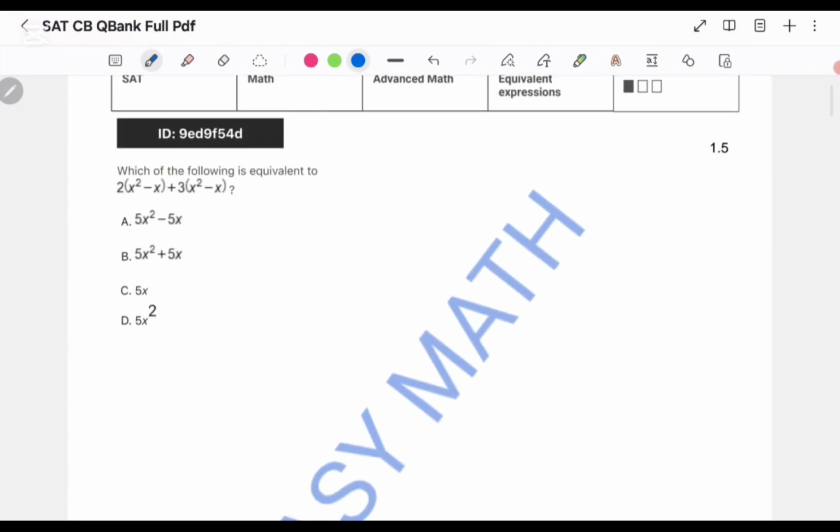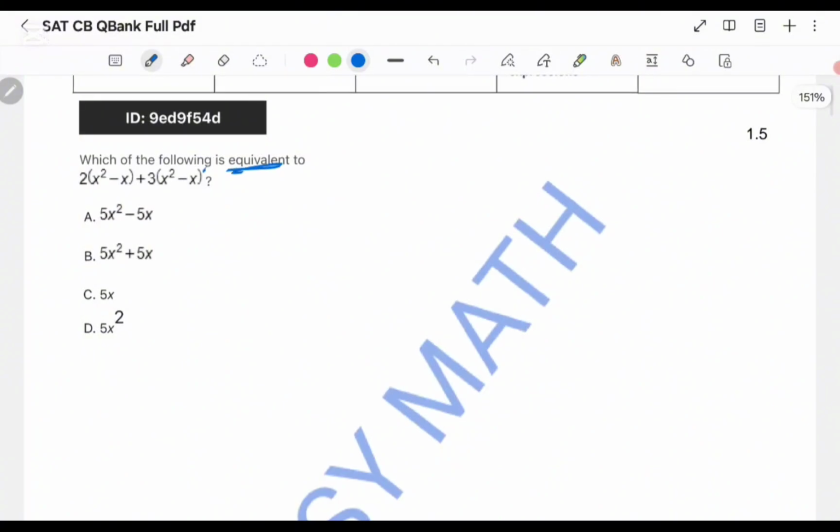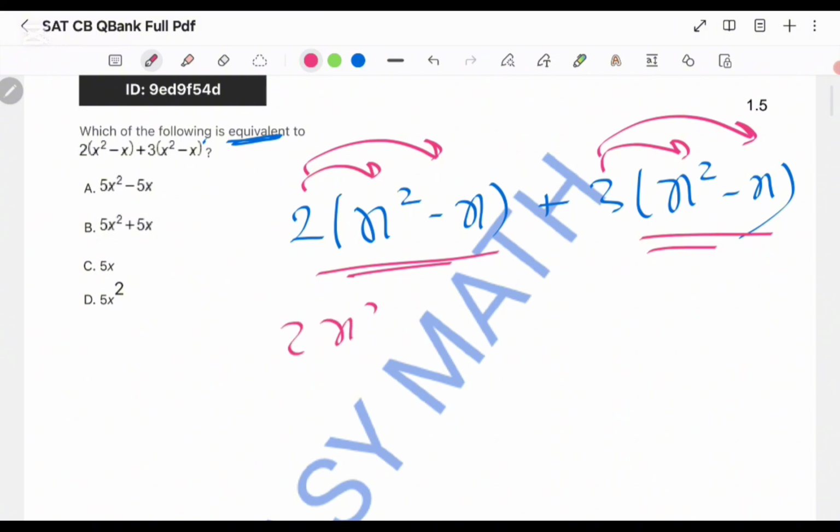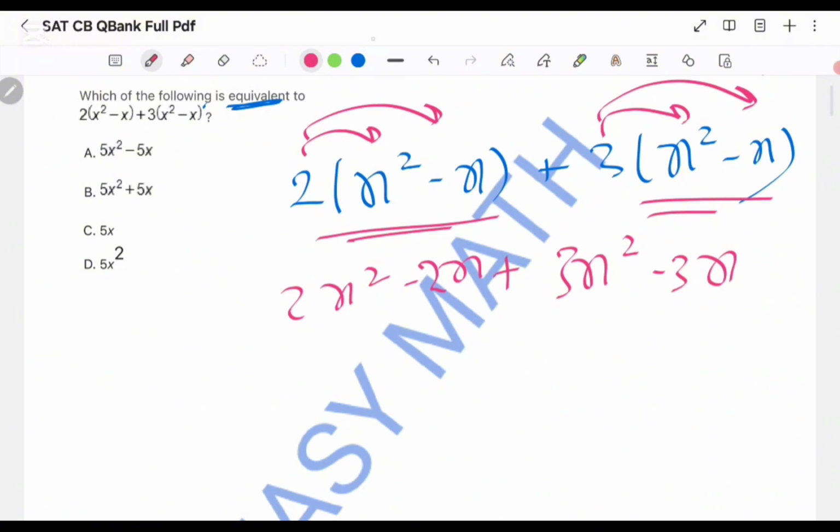Next question, we have this one here. Again, it's asking which of the following is equivalent to this. So we have 2x squared minus x plus 3x squared minus x. So again, here you have some expanding work to do, because when 2 is multiplied by this and 3 is multiplied by this whole bracket, you cannot just say this is 2x squared minus x. No, you're multiplying the 2 with the x as well, so it needs to be 2x squared minus 2x plus 3x squared minus 3x. So in that, you need to join the like terms.